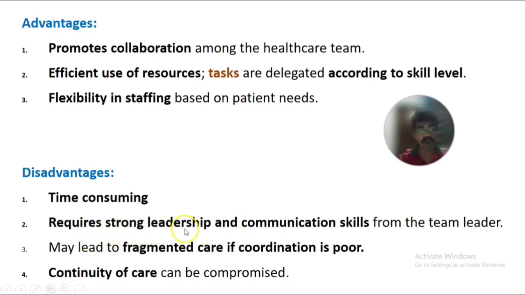Thus, it requires strong leadership and communication skill from the team leader. Then it may lead to fragmented care if coordination is poor. If there is no coordination in team nursing, then the care will become fragmented, not holistic. Then continuity of care can be compromised, because it is not done by a single person, it is done by different members of the team, but that cannot be considered continuity of care because it is not done by a single person. So these are the 4 disadvantages of team nursing.